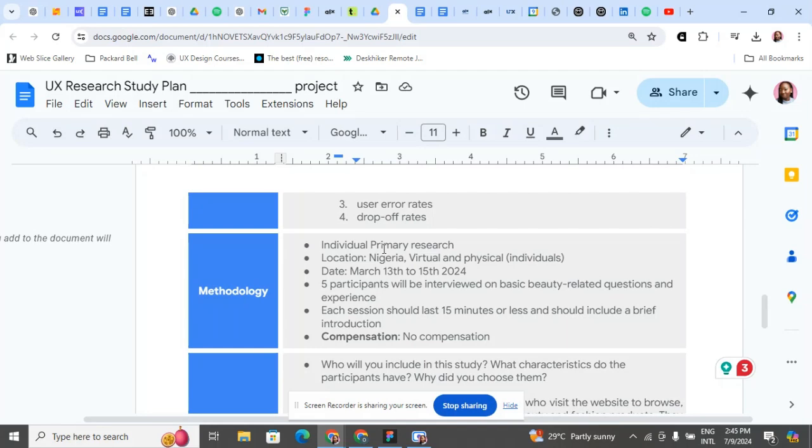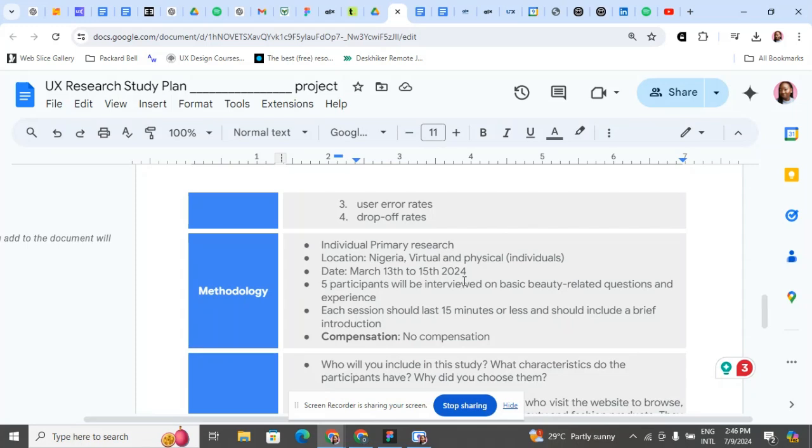some of the volunteers that we worked with in the last project actually went to meet individuals physically while I carried out my research virtually. So it can be either physical or virtual. Then we spoke about the date, how long we want it to last, and the number of participants.